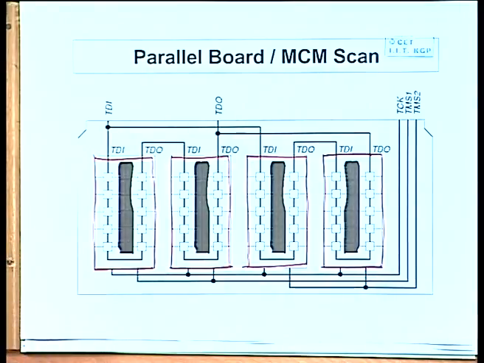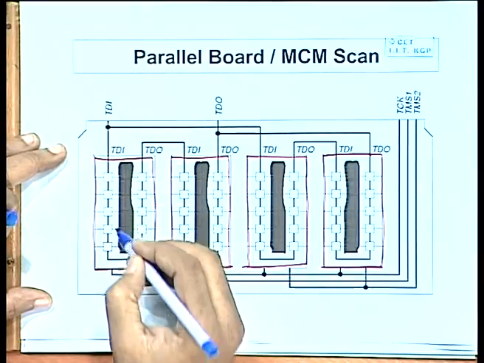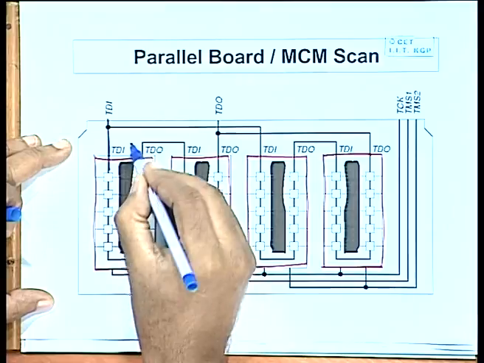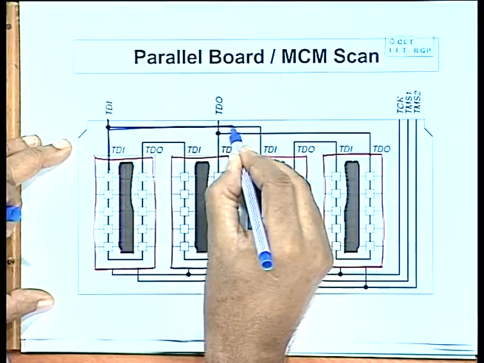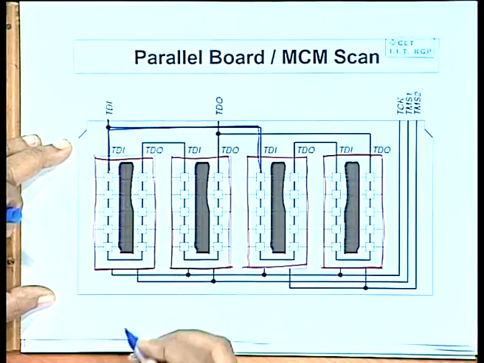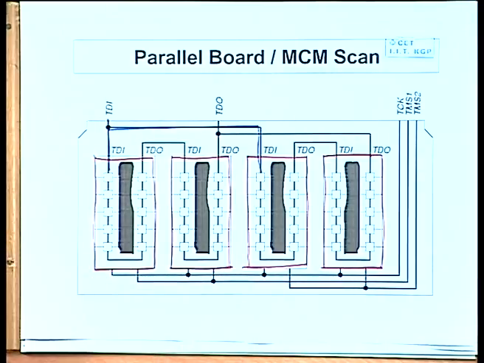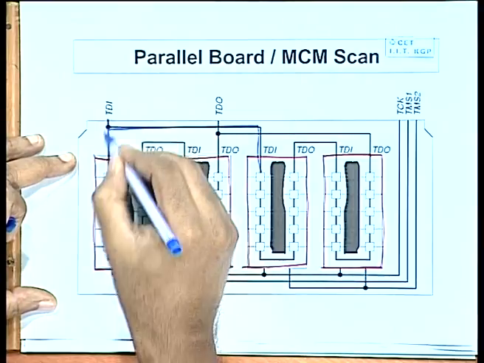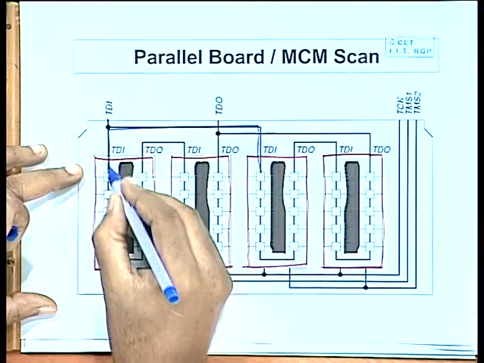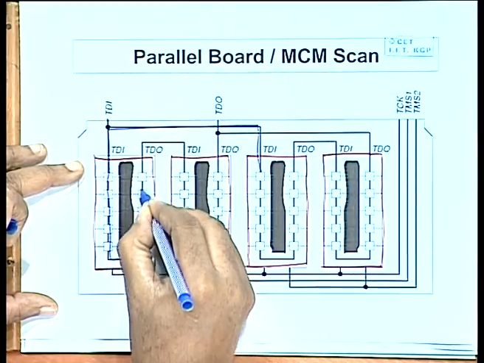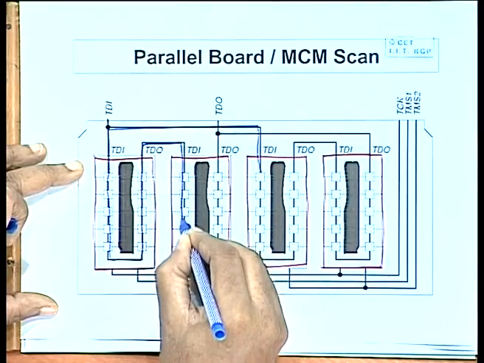Okay. Here you see TDI, the test data input, is feeding 2 chips simultaneously. Similarly, there is another test data. Okay, this TDI is feeding these two together, and you look at this one. So, after falling through this chain, this is entering the second chip.